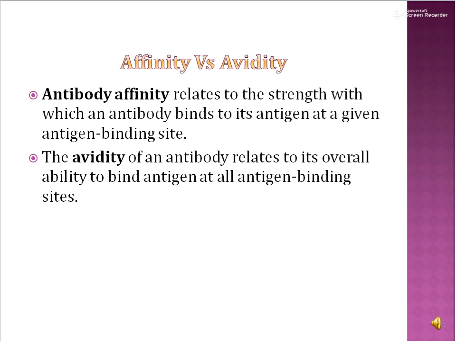Then I would also like to talk about affinity and avidity. Antibody affinity relates to the strength with which an antibody binds to its antigen at a given antigen binding site, whereas avidity of an antibody relates to its overall ability to bind to all the antigen binding sites of an antigen. So the strength of the antigen-antibody interaction is mainly explained on the basis of affinity and avidity. I guess you got an idea about what an antigen is.